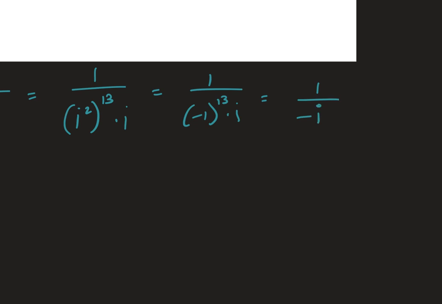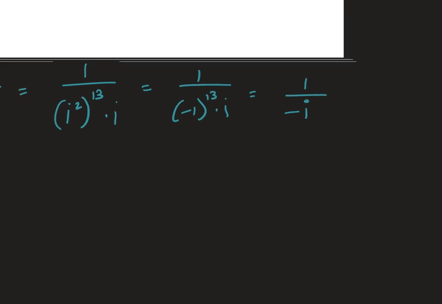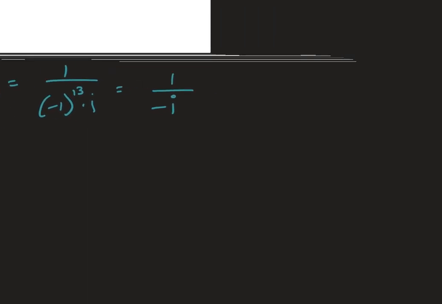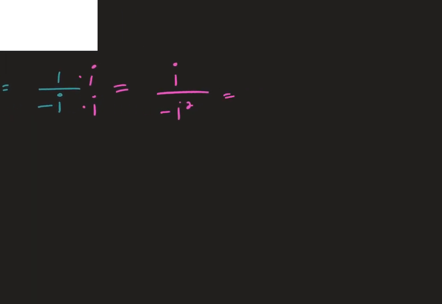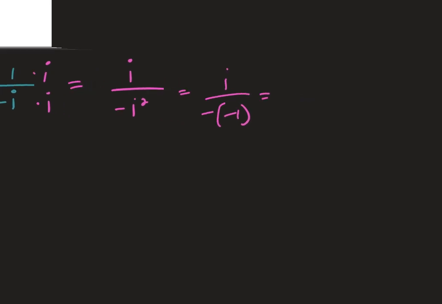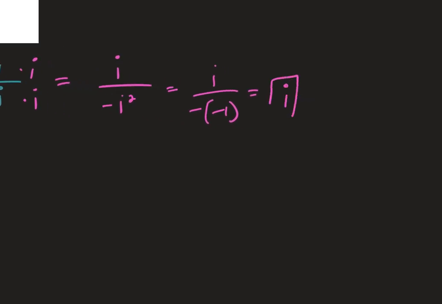But you can't leave the i in the bottom. So to rationalize it, I multiply it. And you can multiply it by positive i or negative i. It doesn't matter as long as you get rid of the i. So in the top comes back the i. In the bottom is negative i squared. i squared becomes negative 1. And negative 1 times negative 1 is positive 1. And I'm back with the i.